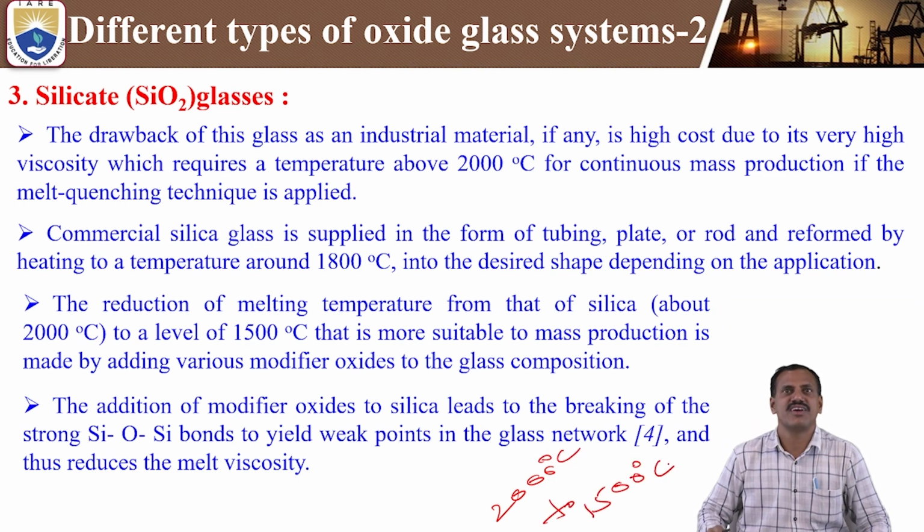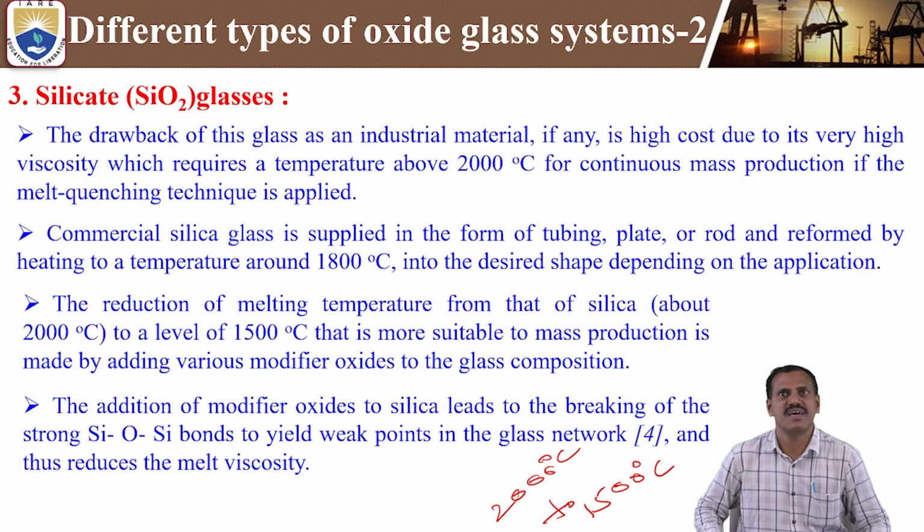Whenever we add glass modifiers, that means lithium oxide, barium oxide, calcium oxide, into the glass composition, we can reduce the melting temperature from 2000 degrees centigrade to 1500 degrees centigrade. The addition of modifier oxides to silica leads to the breaking of strong silicon-oxygen-silicon bonds.